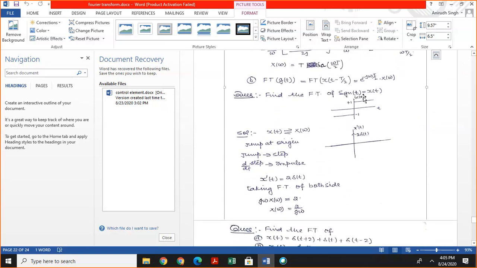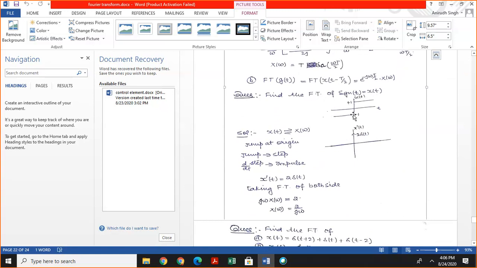Then find out the Fourier transform of signum t equal to x of t. इसको भी प्रूव किया हुआ है पहले, but in this case we will use the property of Fourier transform. This is a constant. If we differentiate this, we get 0 value. If we differentiate this x of t, we get 0 value. But here, the initial value is minus 1, the final value is 1. It means there is a jump.